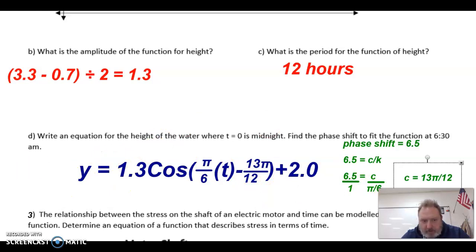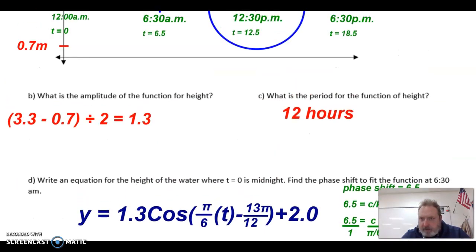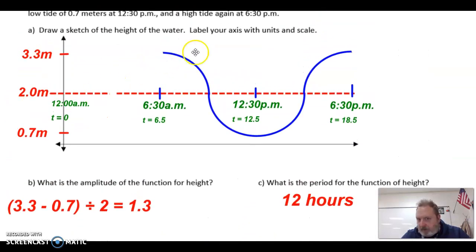Again, if you need to pause at any time, feel free to do that and stop for a second, especially on the graph if you need to label this. You don't have to put the time and the hours. You can just put 6.5, 12.5, 18.5 if you'd like. I just wanted to coordinate the time of day with that so you could see what was happening.